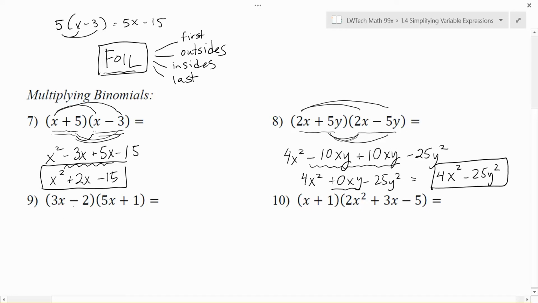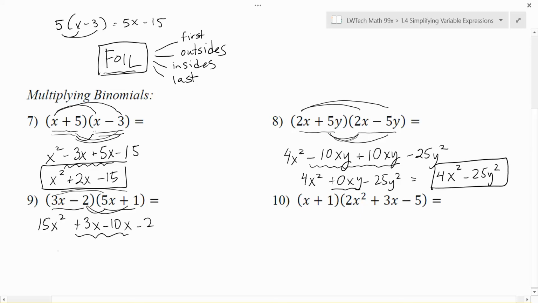All right, let's try another one here. We've got a group being multiplied by another group, so we have to make sure that we use the full blown out distributive property. We're going to start by multiplying the 3x times each part. 3x times 5x is 15x squared. 3x times 1 is plus 3x. Minus 2 times 5x is minus 10x. And minus 2 times 1 is a minus 2.